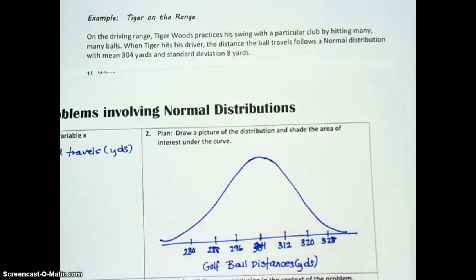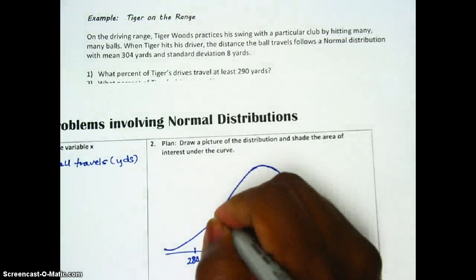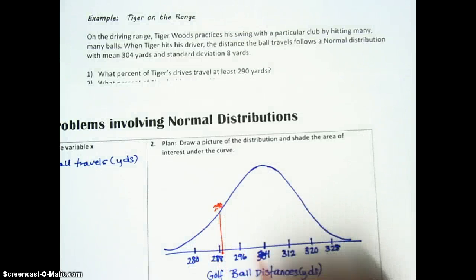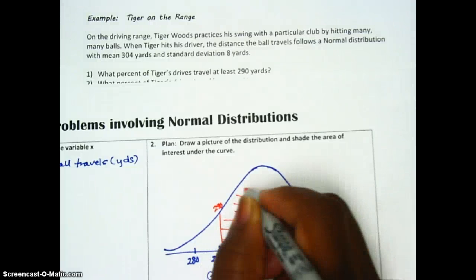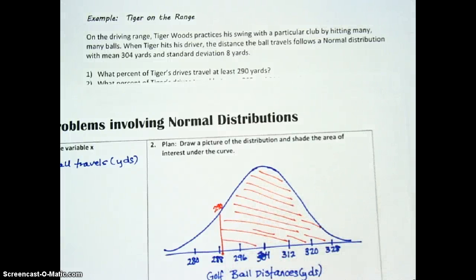Then I want to shade the area of interest. We're interested in the ball traveling at least 290 yards. So 288 is here, 296 is here. I'm going to estimate that 290 is about here. And at least means that number or higher. So we're interested in everything to the right of 290. So at least 290 can be 290 or more. So this orange represents the shaded area of interest.